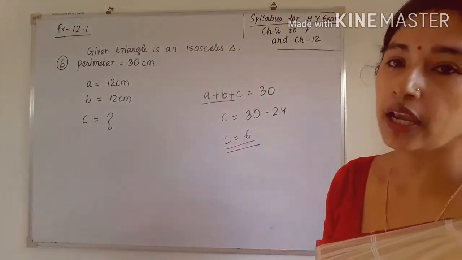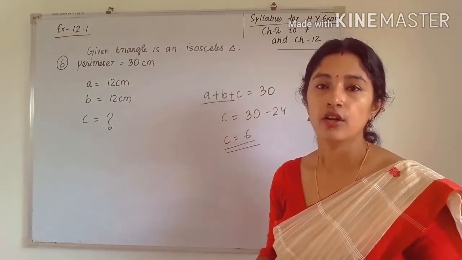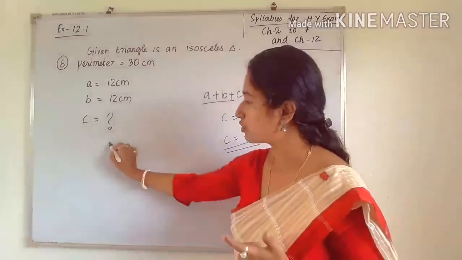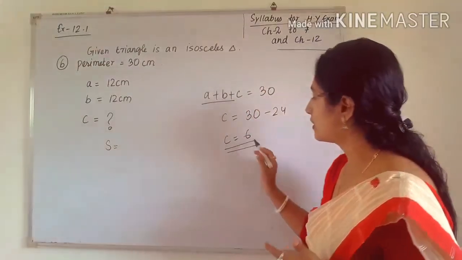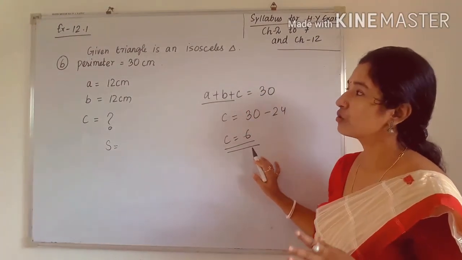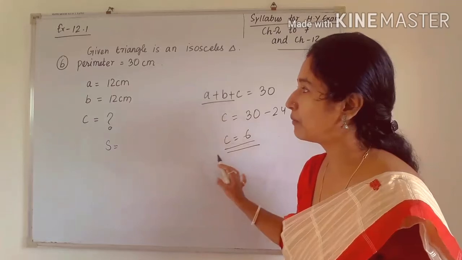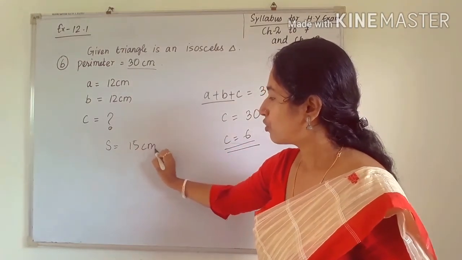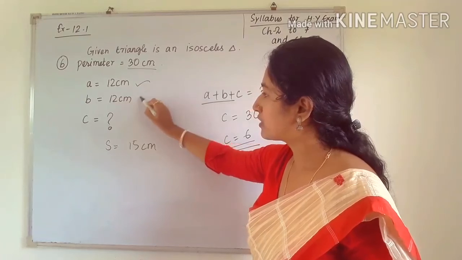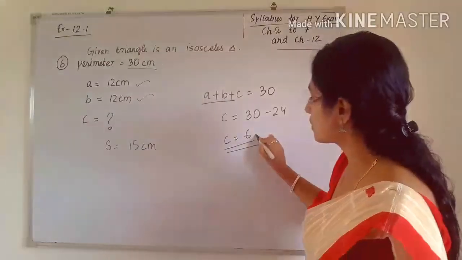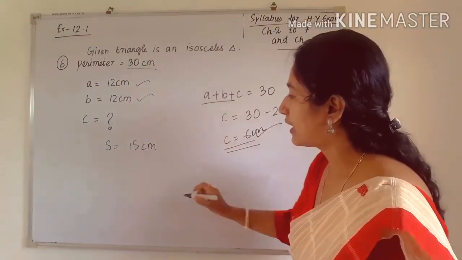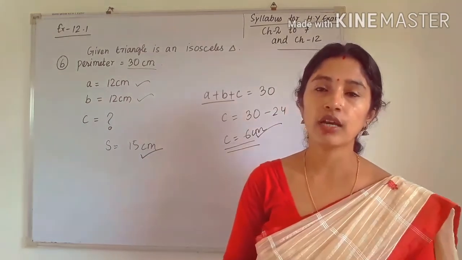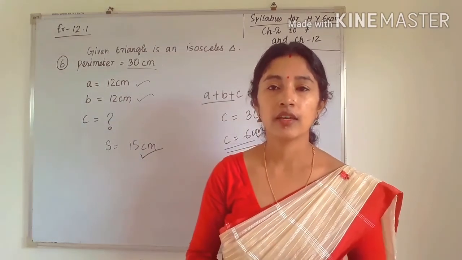So next what we need to find? Finally we have to find the area of this isosceles triangle. So using Heron's formula you have to find. For that you have to find first of all S, because a, b, c all are given now. So next step we have to find the semi-perimeter, that will be half of the perimeter. So it will be what? 15. So all you got now. First side is 12, second side is 12, third side is 6 centimeter and the semi-perimeter is 15 centimeter. So using Heron's formula you can easily find out the area of the triangle.